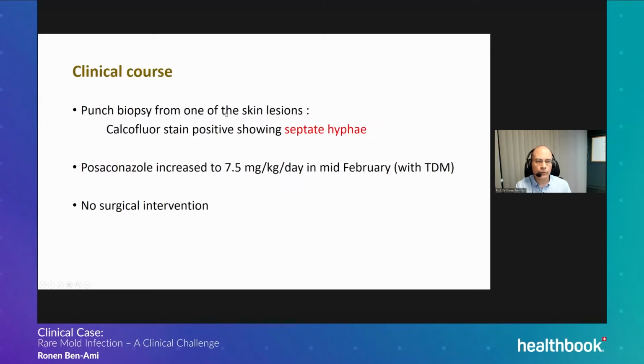Again, a punch biopsy was done from one of the skin lesions. Calcofluor stain was positive for septate hyphae, and the posaconazole dose was increased to 7.5 milligrams per kilogram per day, and was monitored to ensure therapeutic levels. The decision now was to avoid any further surgical intervention.